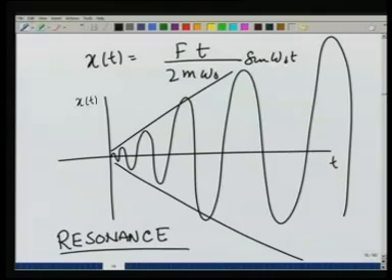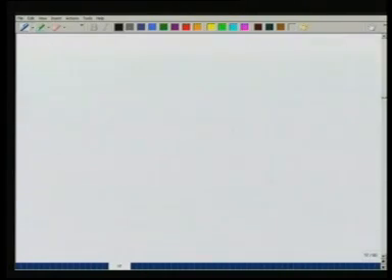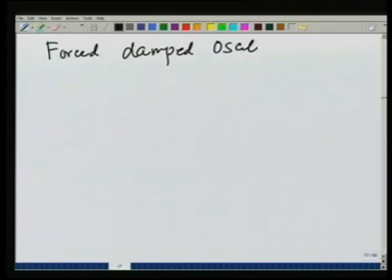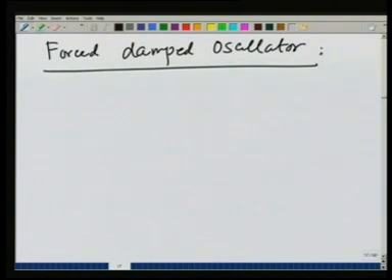I am showing this phenomenon here for a free oscillator, because later we will see that when we put damping in, resonance does not mean that the amplitude becomes larger and larger, rather it shows the maximum amplitude. Having done the free oscillator and shown you the phenomenon of resonance, now let me go to the forced but damped oscillator.